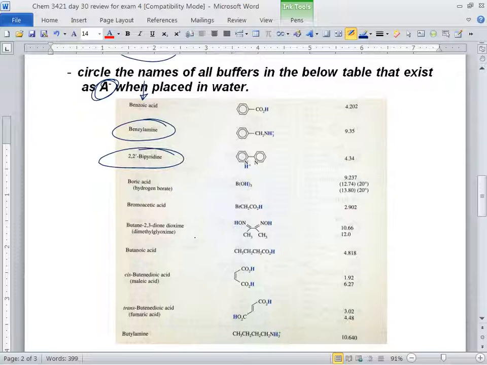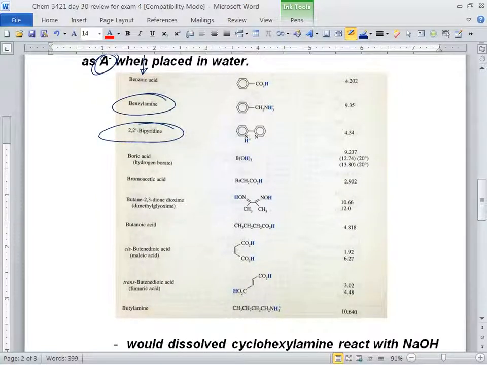Gloriana, you have a solution of bromoacetic acid. No. Don't circle it. Mel, dimethylglyoxime. Yeah, don't circle it. That's definitely behaving as a conjugate acid. Butanoic acid, Ricardo. Yeah, don't circle it. We're at maleic acid, Jackie. You have a solution of maleic acid.